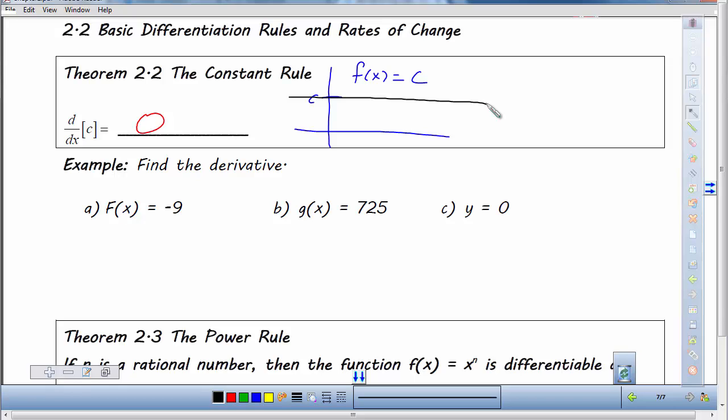All right, so if I have f of x is equal to -9, f prime of x is equal to 0. If we've got g of x is equal to 725, g prime of x is equal to 0. If we've got y is equal to 0, then y prime is equal to 0. Questions about that? All right, so the derivative of a constant is 0.